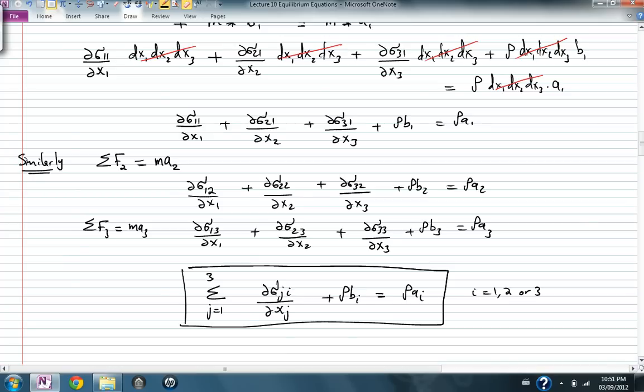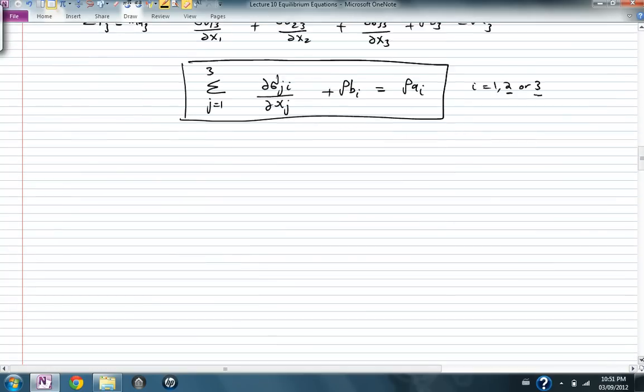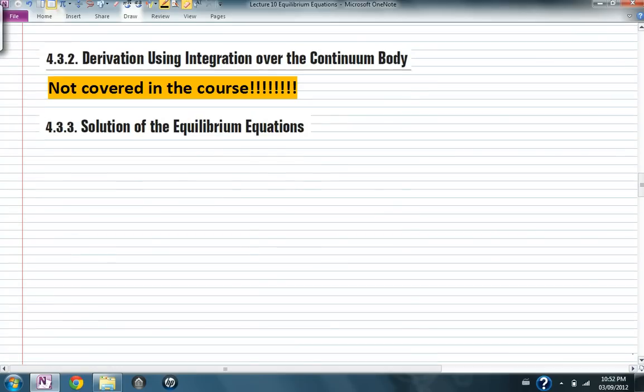Take the sum, so put j equal to 1 and i equal to 1. When i is equal to 1 and j is summed from 1 to 3, you get the first equation: partial sigma 11 by partial x1, plus partial sigma 21 by partial x2, plus partial sigma 31 by partial x3, plus rho b1 equal rho a1. If you put i equal 2 and repeat, you get the second equation. If we put i equal 3 and repeat, you get the third equation. So what we're trying to do is solve the equations of equilibrium.